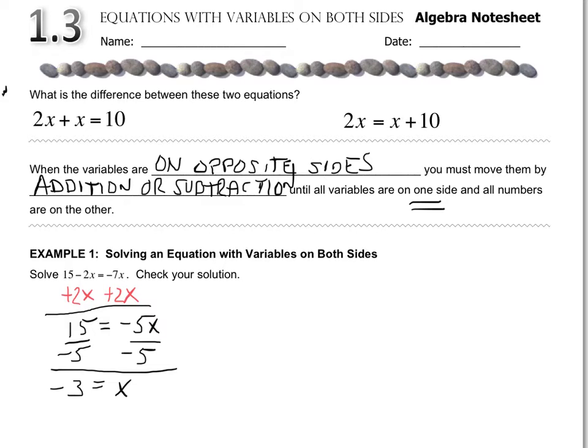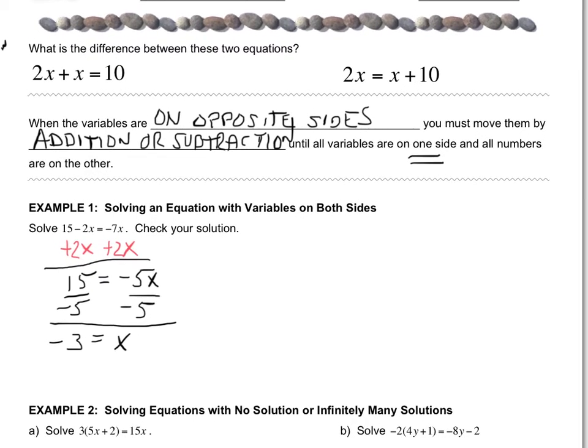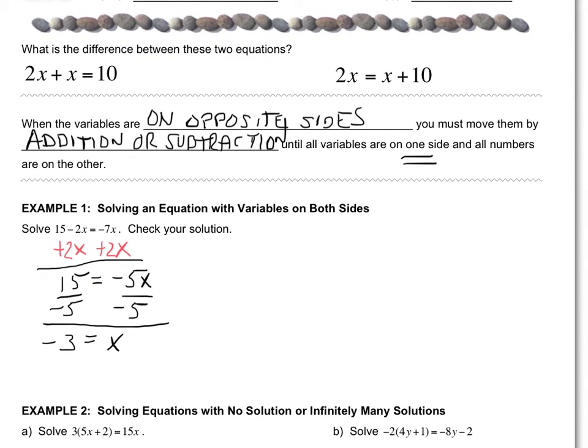Now typically we like to have our variable on the left-hand side when we give our answers. So I'm going to make one more move here and simply take the equation and kind of flip it around. Everything that was on the right comes over to the left. Everything that was on the left goes over to the right. And our answer is x equals negative 3.